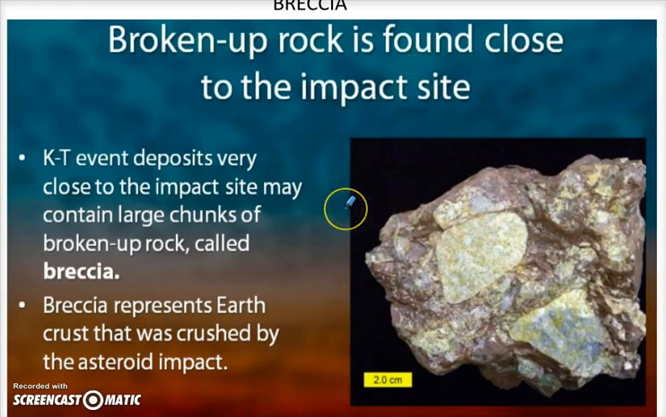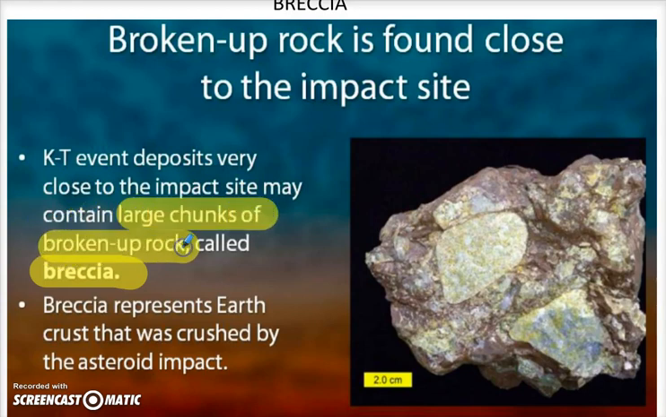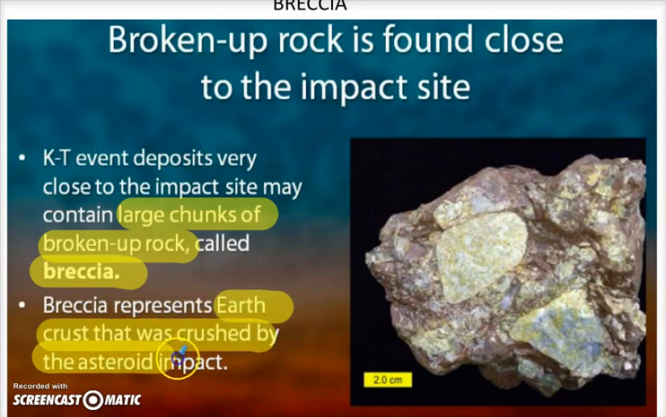Another type of ejecta or deposit that's found is called breccia. At KT event deposits very close to the impact site, we may find large chunks of broken up rock called breccia. Breccia represents Earth's crust that was crushed by the impact. And again, these are found very close to an asteroid impact site.